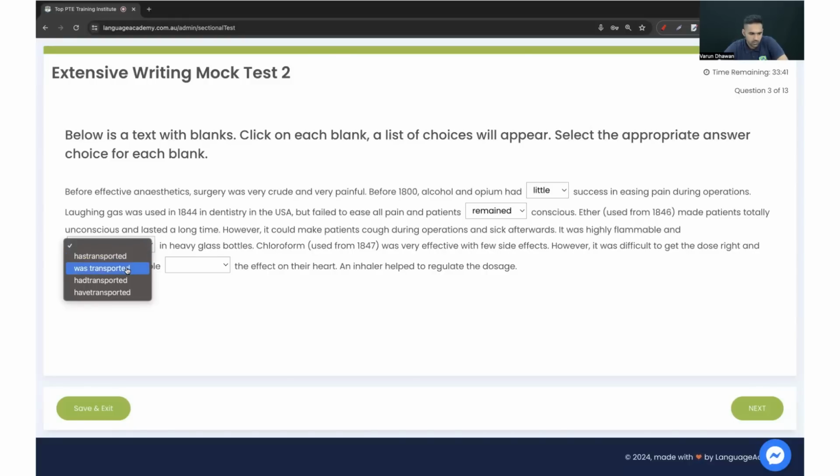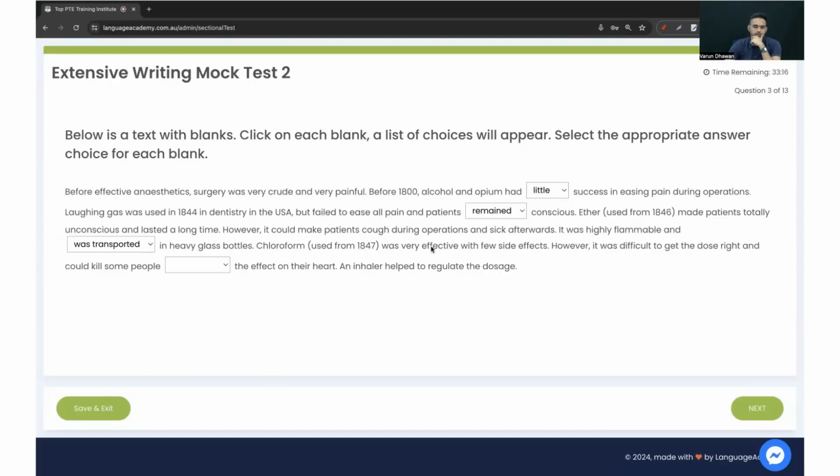It was highly flammable, means it can burn, and was transported in heavy glass bottles. Chloroform was used from 1847. So after ether, we have chloroform, which was very effective with few side effects. However, it was difficult to get the dose right and it could kill some people, because of the effect on the heart.